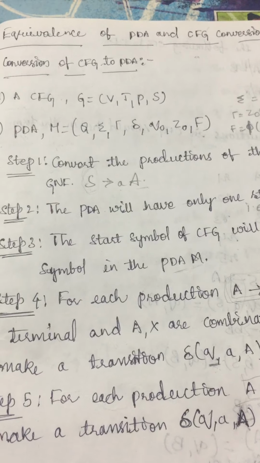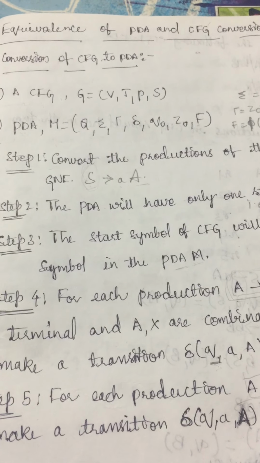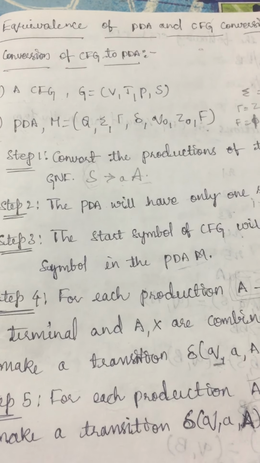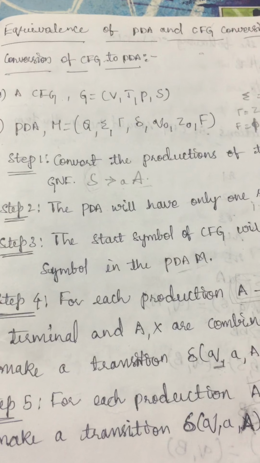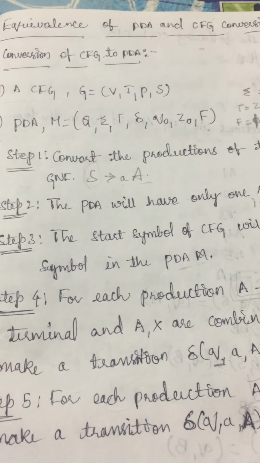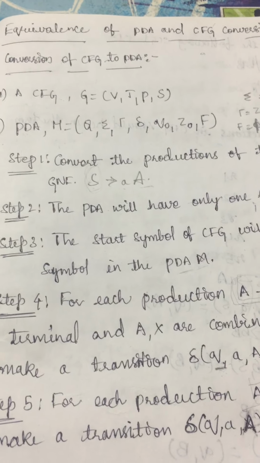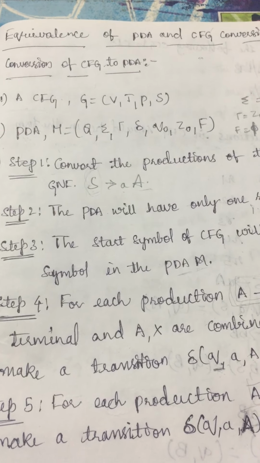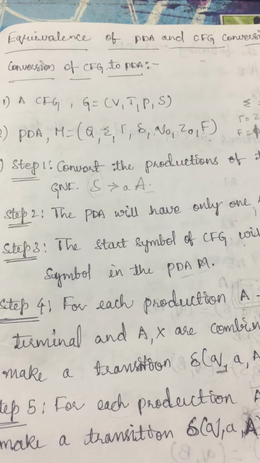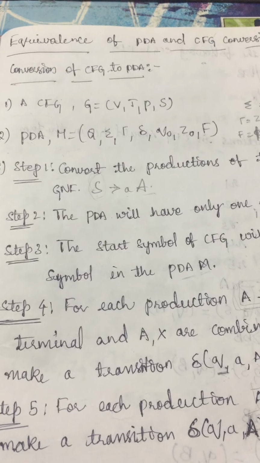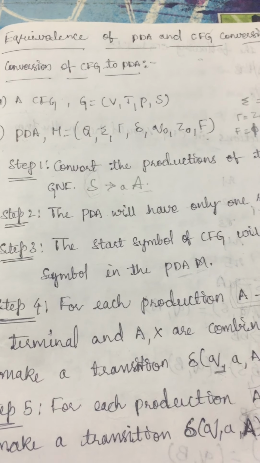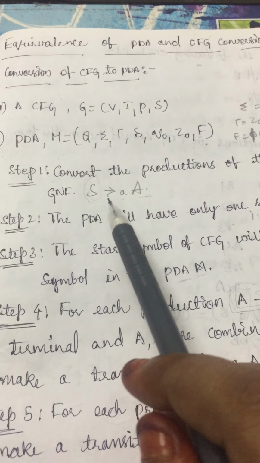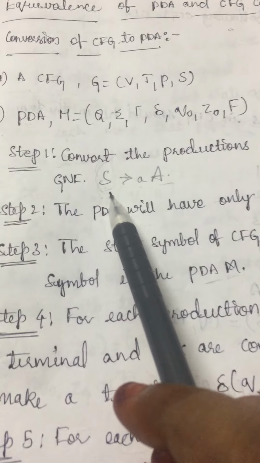Step 1. Grammar in the sense it consists of productions. When a CFG is given, we have to check whether the given productions in the CFG are in the format of GNF or not. If it is not in the format of GNF, we have to convert it to GNF format. GNF is nothing but Greibach normal form. The productions in that Greibach normal form will be of this format.